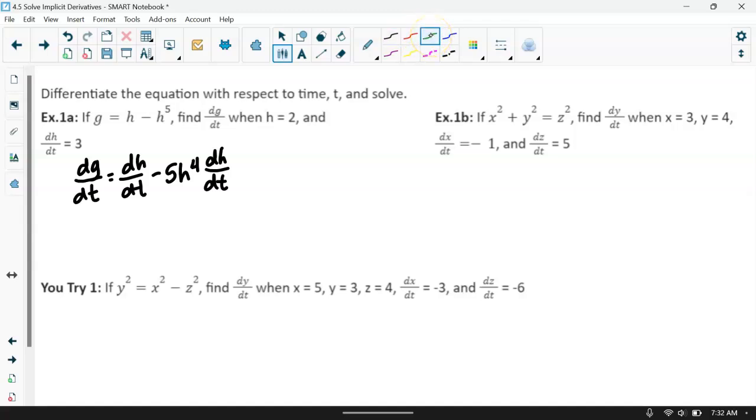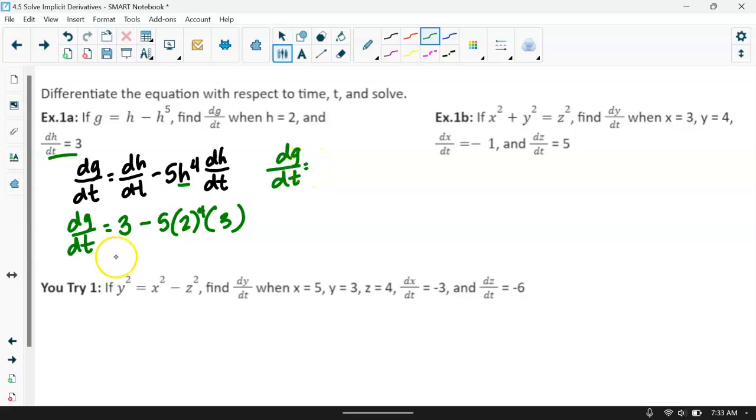Now we're going to solve. This is what we're solving for, so it's nice, it's already equal to it. What is the value here? dh over dt is 3. Our slope is 3, minus 5 times h. Well, what is h? 2 to the 4th power times, again, what's our slope here? 3. Now notice we're just simplifying. So the derivative of g with respect to time is 3 minus, 2 to the 4th is 16. 16 times 5 is 80, times 3 is 240. So here we've got negative 237. That is our slope.